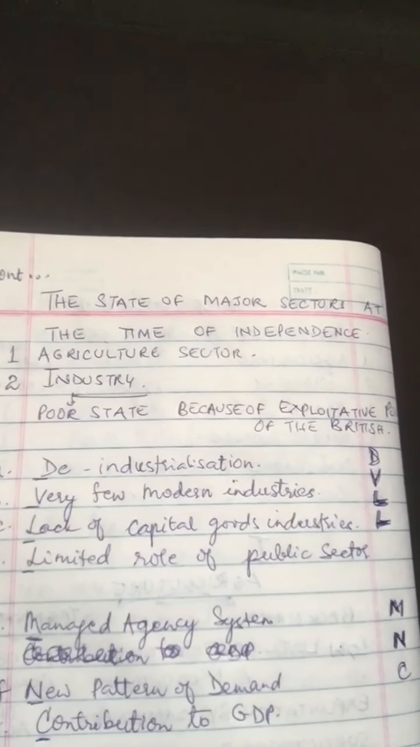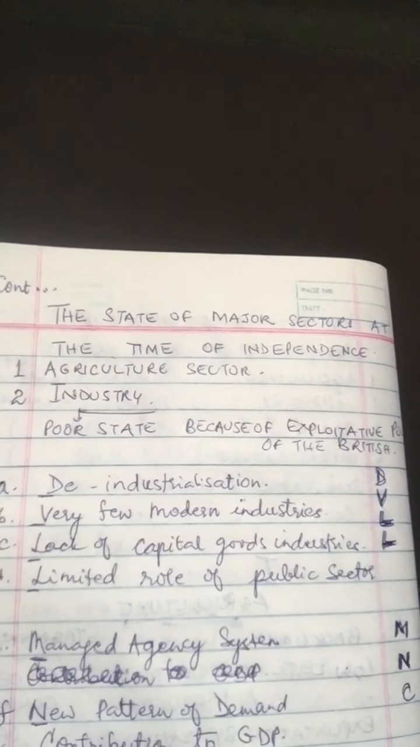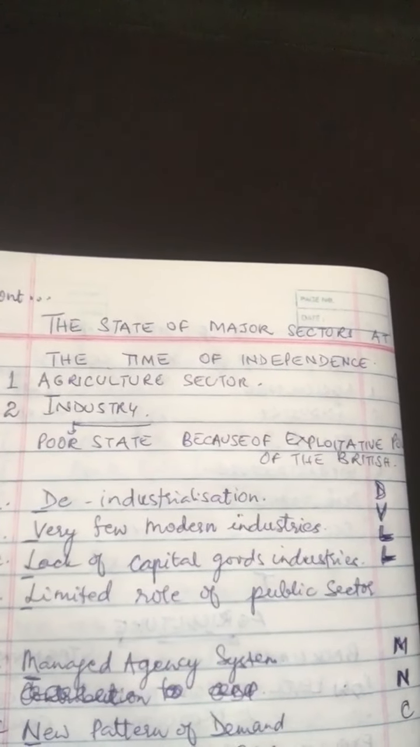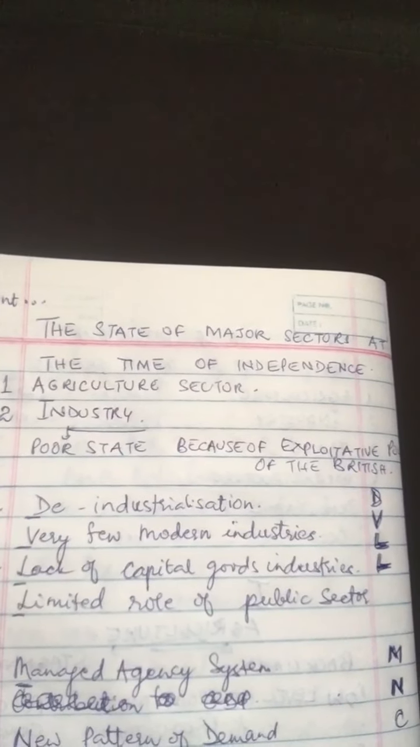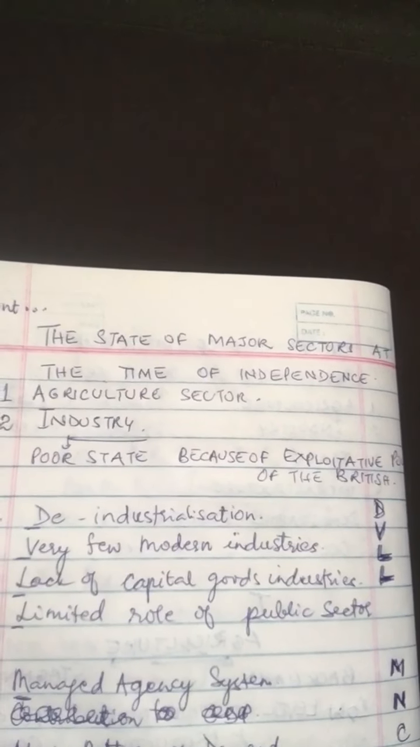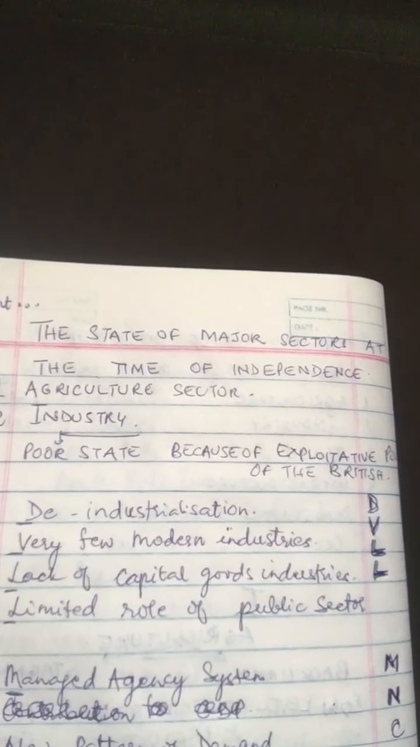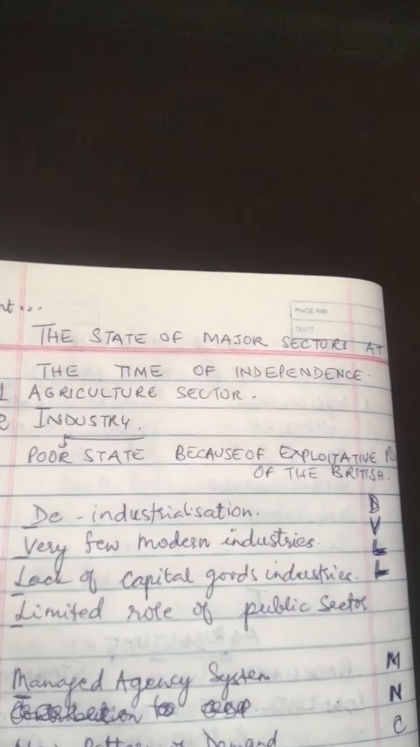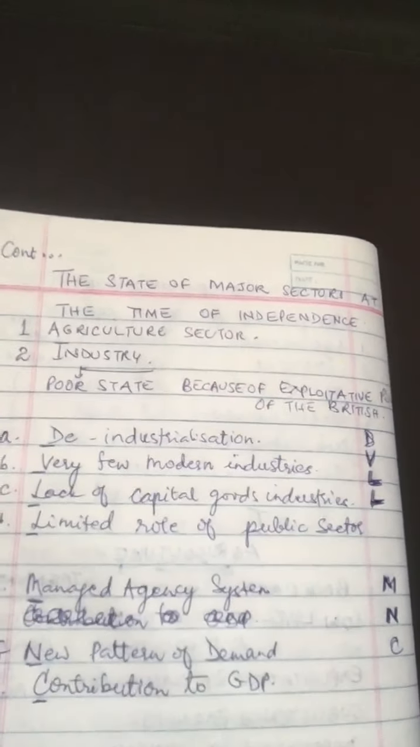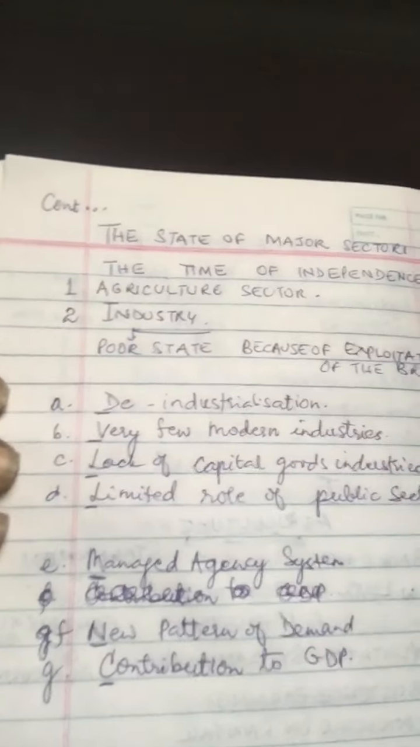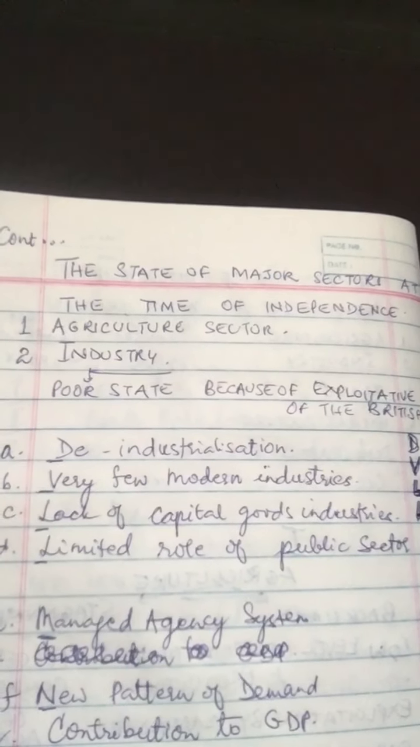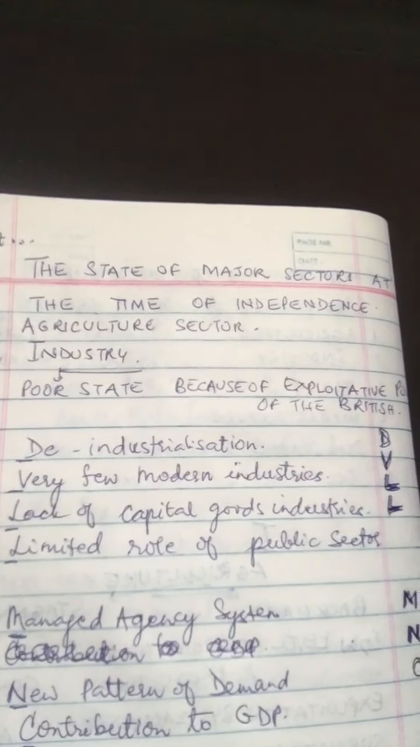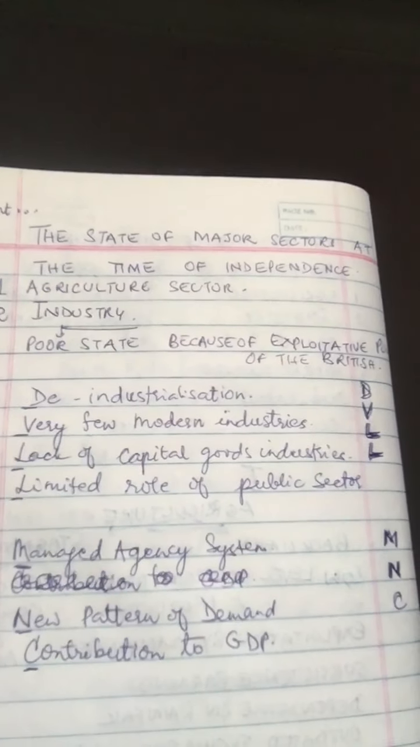So the industrial sector was in a poor state. That was because of the exploitative policy of the British rulers. Because of them, there was a decay of the world-famed traditional Indian handicrafts. Handicrafts had completely decayed, come to an end. We were very good in cotton and silk textiles, metal and precious stone works, etc. Everything came to an end.